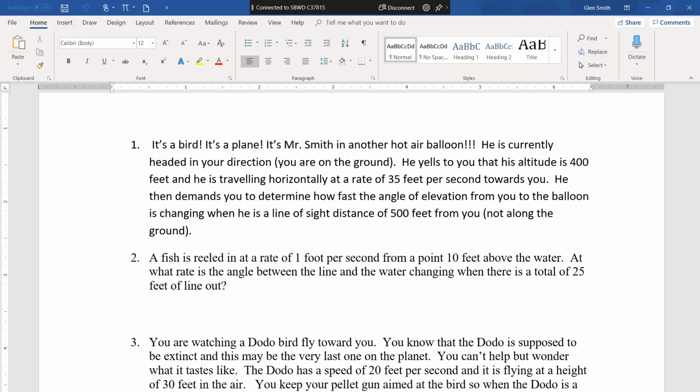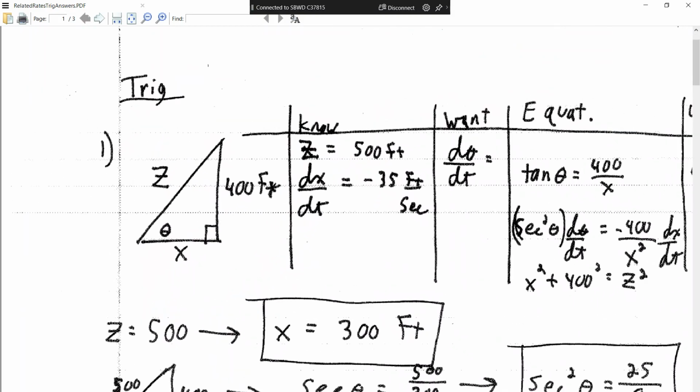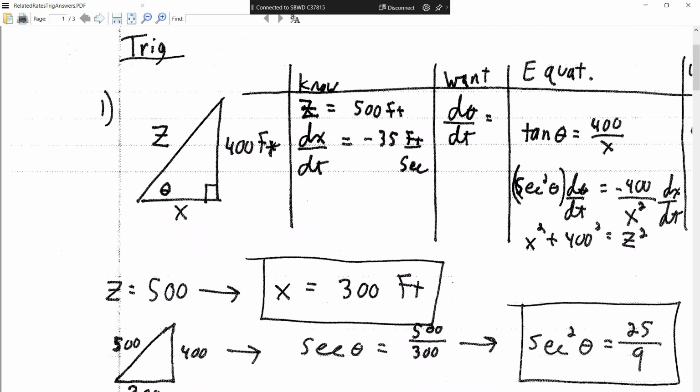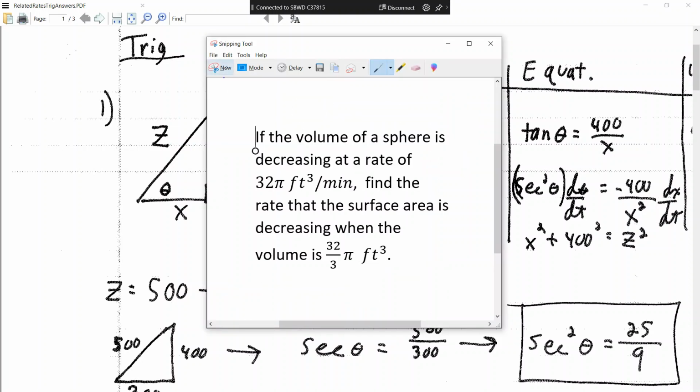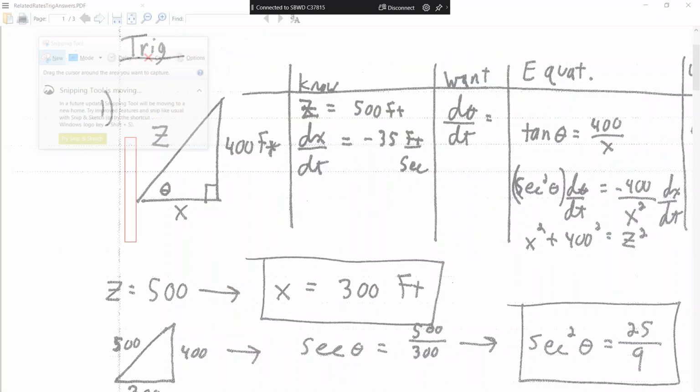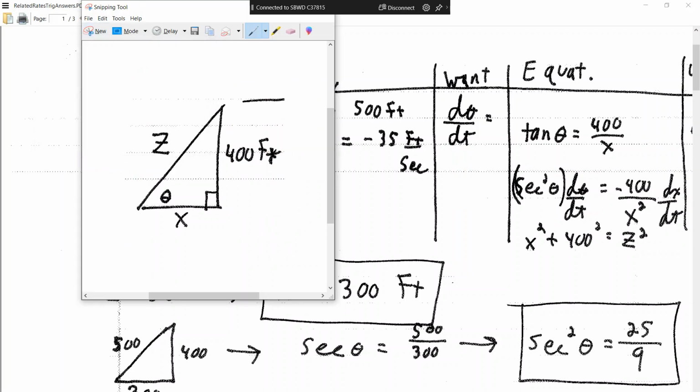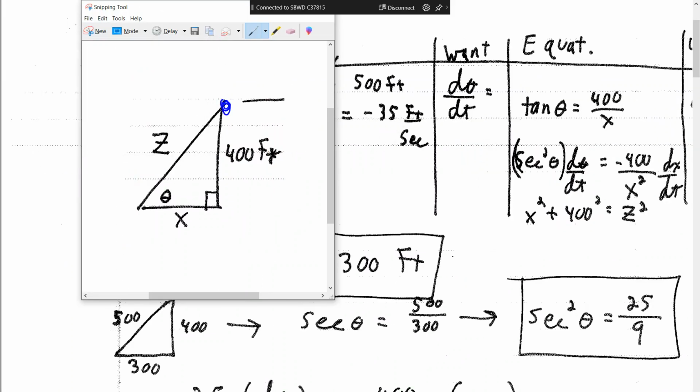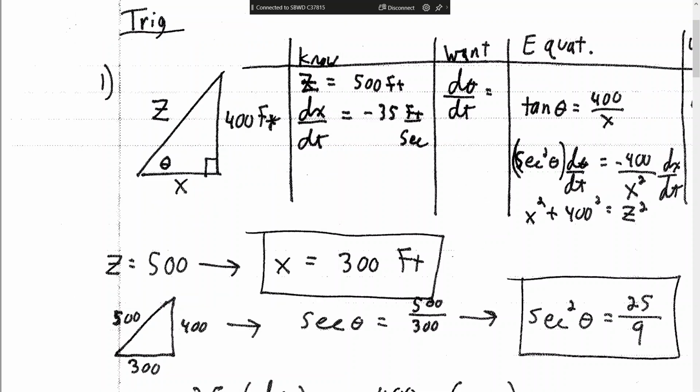So, what that looks like here is this. We have this triangle. Okay? I'm up here in this hot air balloon. This is me up here. Everybody okay with that? I'm moving this direction.